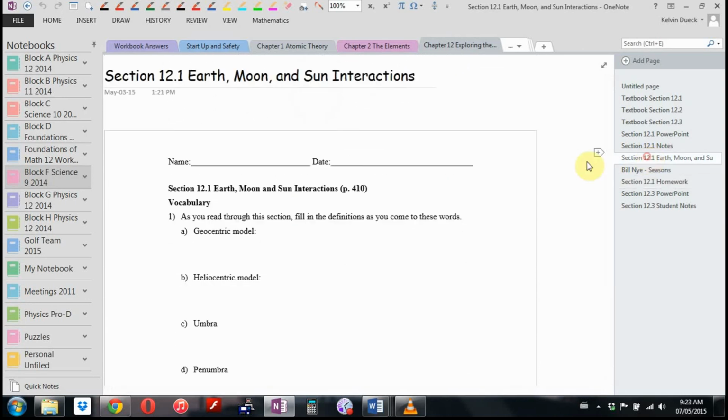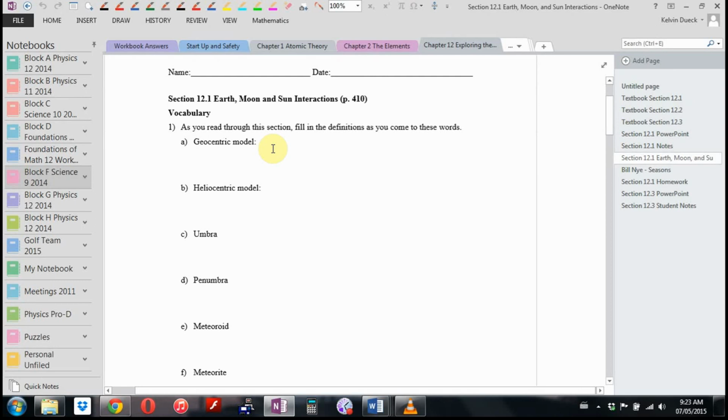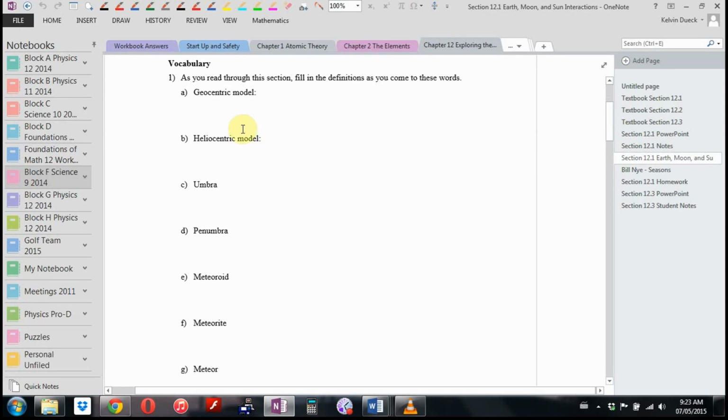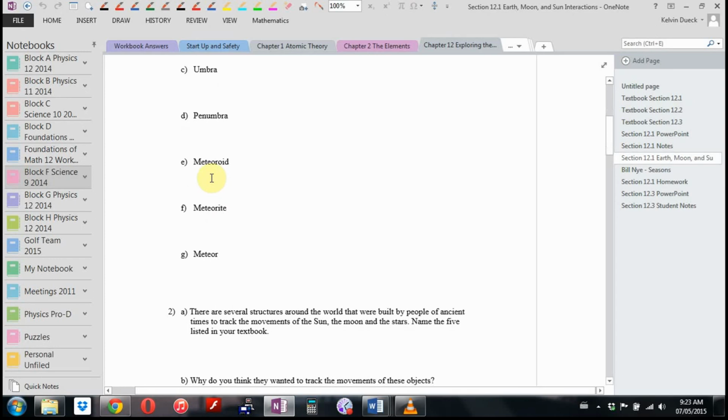And then the second handout, this is a summary of section 12.1. This is both from your notes, but also if you turn your text to page 410, I didn't cover every single thing in your notes necessarily as on page 410. So as you read through the section, fill in the definitions. These would be good vocabulary words for your chapter 12 test. So geocentric model, heliocentric model, umbra, penumbra, meteoroid, meteorite, meteor. I snuck those in last chapter, but they're actually this chapter.